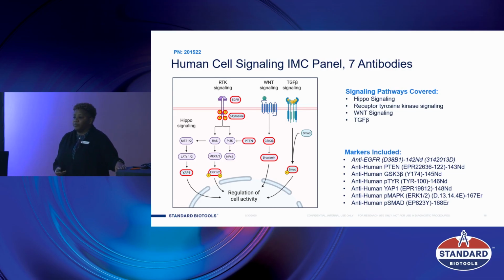For our immune signaling panel, we also have an addition of 7 antibodies; 6 of these are new antibodies. If you want to see which pathways are regulatory, such as proliferation, differentiation, and survival, the major pathways covered are Hippo signaling, receptor tyrosine kinase signaling, Wnt signaling, and TGF-beta. We have all of these antibodies available. Included in this kit is also anti-EGFR. We do currently have that, but now we have included it in this panel so that you can look at signaling as a whole.